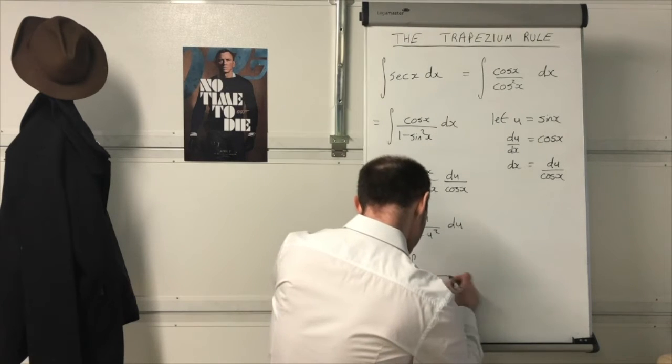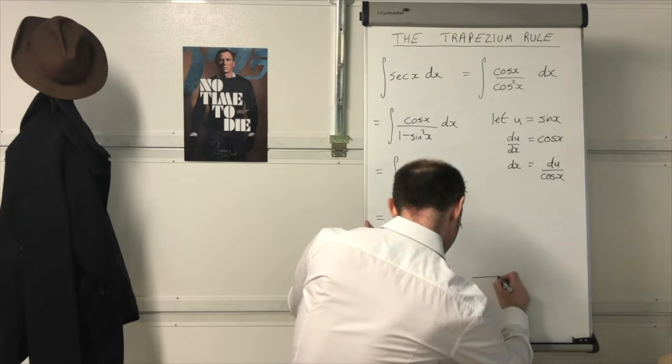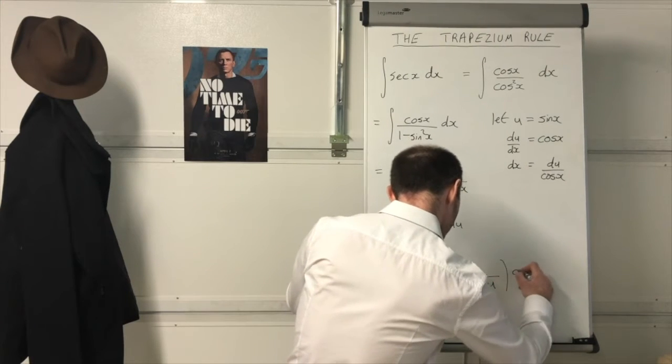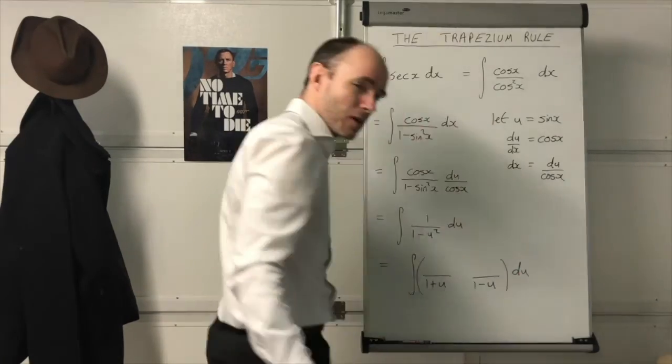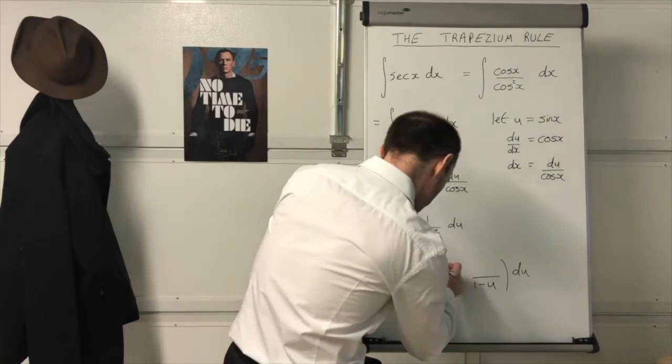Well, you know it's going to be, what, 1 plus u and 1 minus u? Yeah? Let's just put brackets in there. And du. Maybe you can do it in your head without partial fractions. Okay? Here you are. I'm going to suggest this. 1 and 1.